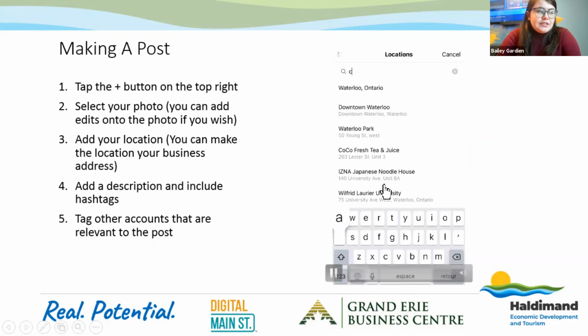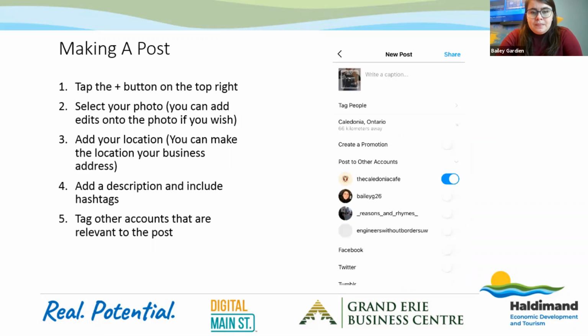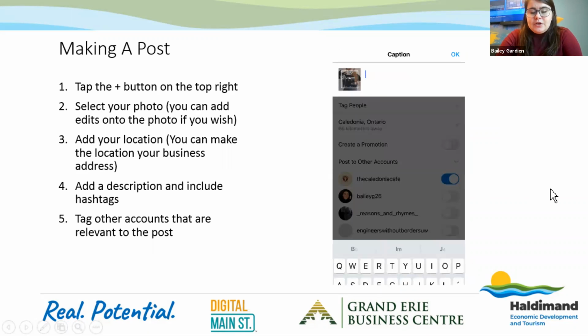I just added Caledonia, Ontario, but the more that you use your specific business tag, you're going to be able to create your business as a location. For example, if you go to the Carolinian Cafe Instagram page, all of their locations say Carolinian Cafe Cuba instead of just Cuba, Ontario. So that would better identify yourself within the Instagram algorithm.